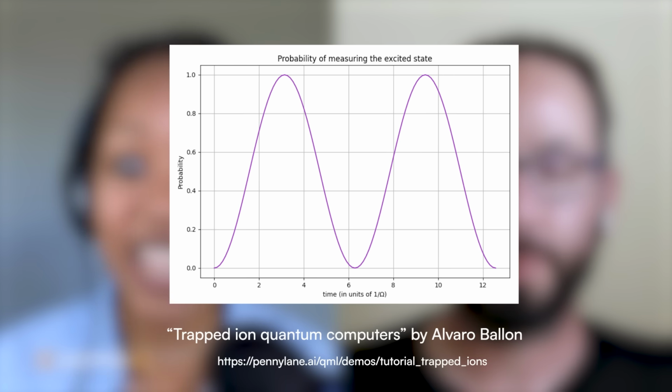Well, this says you'll find your ion in the ground or excited state 50% of the time if you shine your laser for this long. But you can get any other probability on this graph too just by adjusting your time. This is what superposition means.